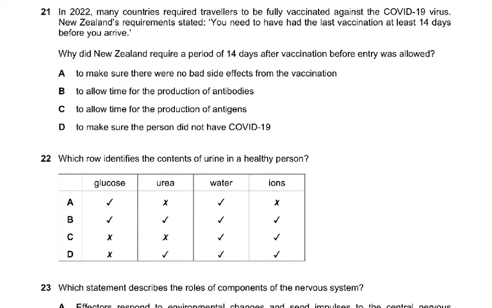Then question number 21. In 2022, many countries require travelers to be fully vaccinated against the COVID-19 virus. New Zealand's requirement stated you need to have had the vaccination at least 14 days before you arrive. Why did New Zealand require a period of 14 days after vaccination before entry was allowed?